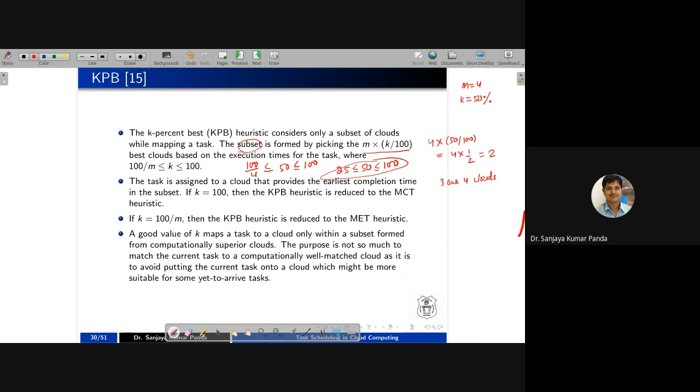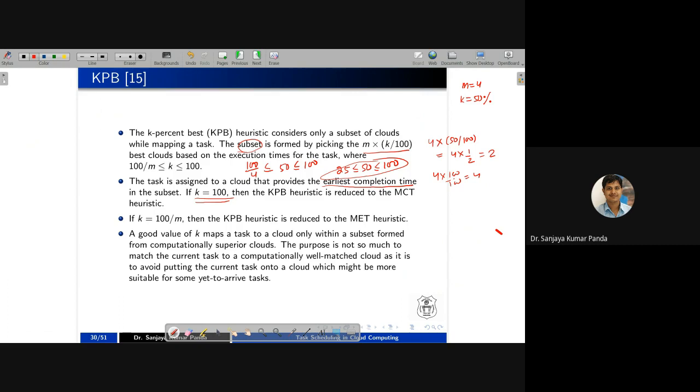Now the task is assigned to the cloud that provides the earliest completion time. In the MCT case, we deal with the earliest completion time only, but here you do this with the subset, not with the entire set. For example, if you consider K is equal to 100, what does it mean? The calculation is 4 into 100 divided by 100, so you will take the whole set.